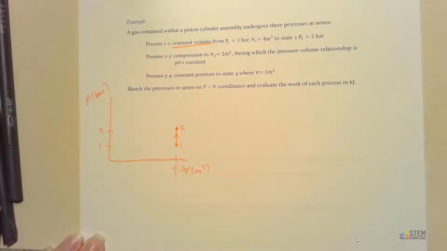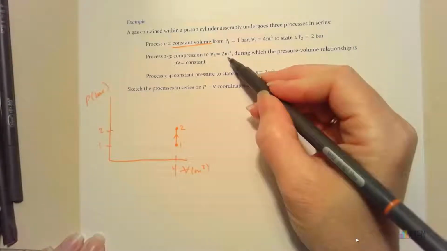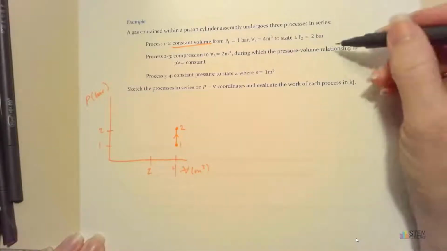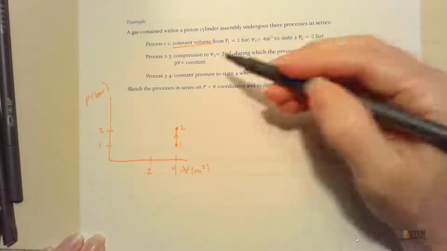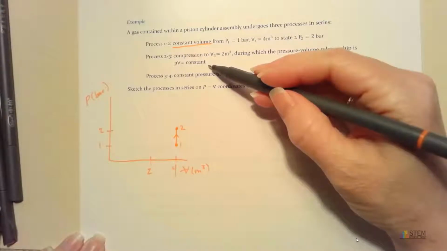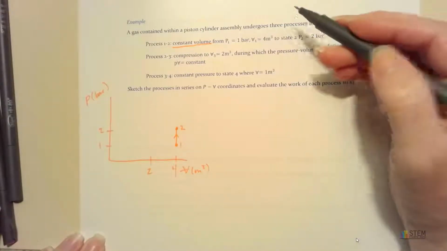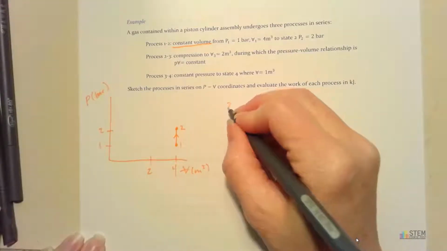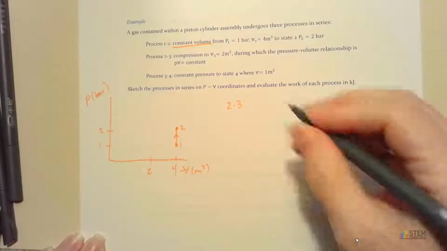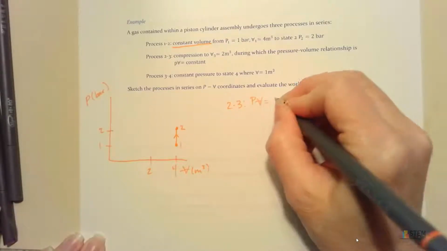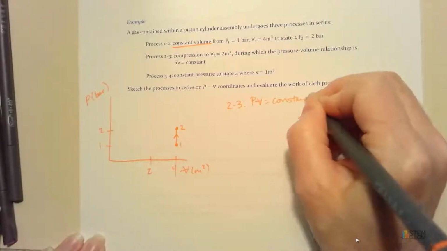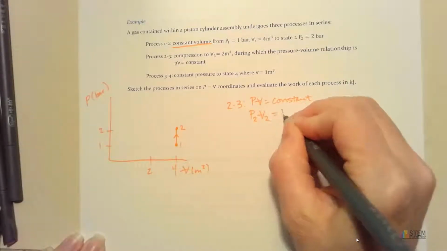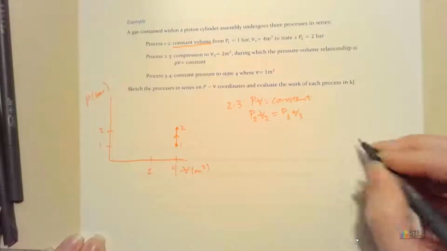Now we need to look at state 3. So we know our volume is getting reduced to 2. So let's put that there. And we know our pressure-volume relationship is this PV equals constant. Now, we don't know what the pressure is though, right? It doesn't tell us. So we need to figure that out. So let's do that right here. We do know that the product of pressure and volume is constant. So that means we can write P2V2 equals P3V3.